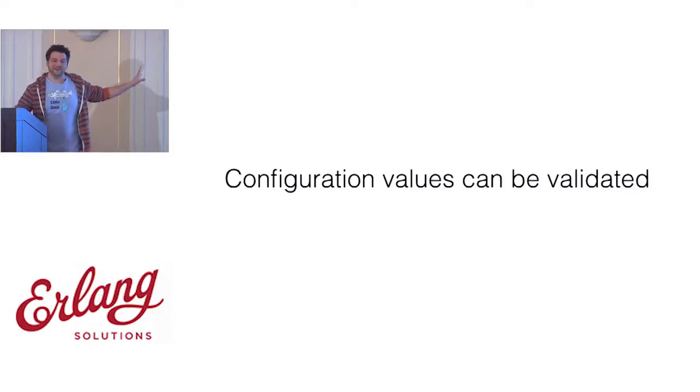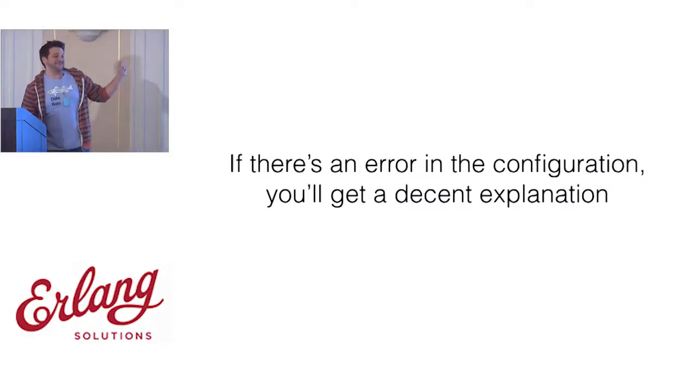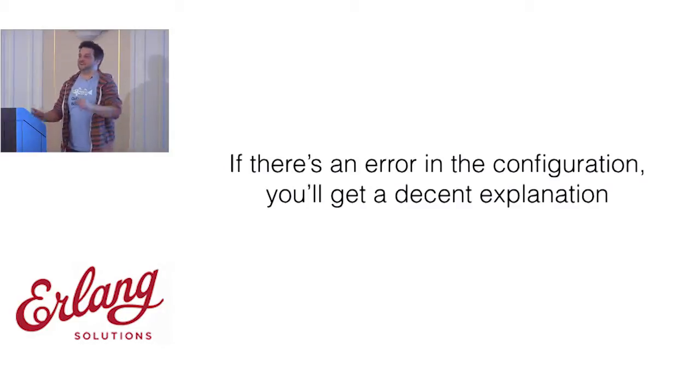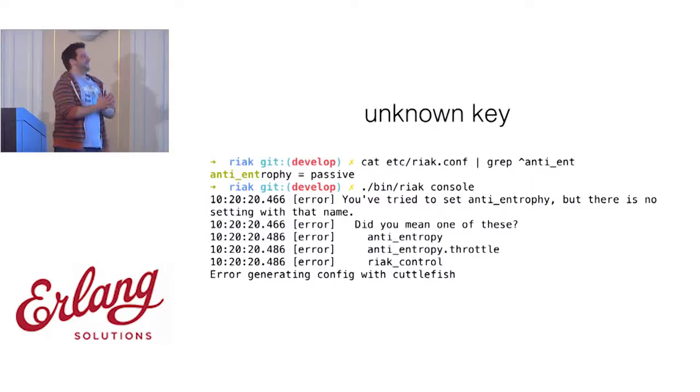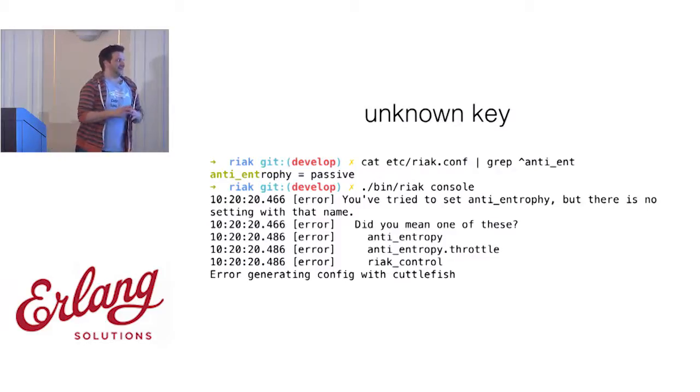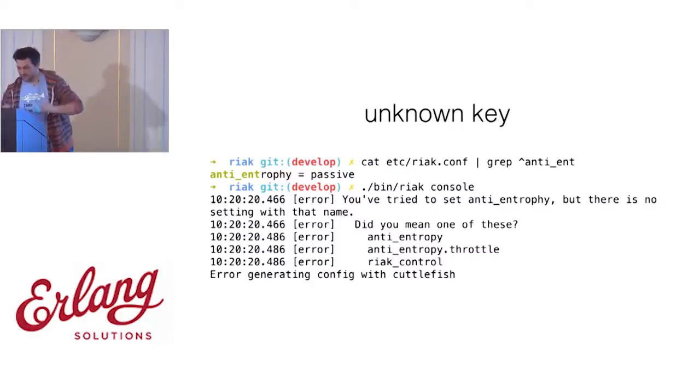But when you validate in config, if there's an error in the configuration, you'll get a decent explanation. You know, log messages for humans. It's not a dream. It's here. Take a look at unknown key. This is when you try and set something that you shouldn't be able to set. You know, anti-entropy, we've got active and passive anti-entropy in Riak. You can choose between them. I wanted to choose passive, but I spelt it wrong. I typed anti-entropy because I thought I would win a trophy today and had that on the brain.